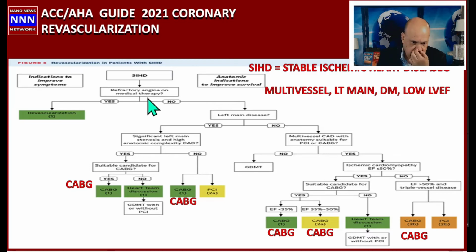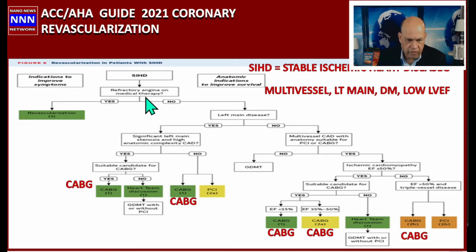Anyway, stable ischemic heart disease, refractory angina on medical treatment. So it's kind of an oxymoron. We say the patient is stable, but it's refractory. That means the patient is having progressive symptoms. Anyway, if the person is having progressive symptoms on medical treatment, a revascularization may be a class 1 indication.